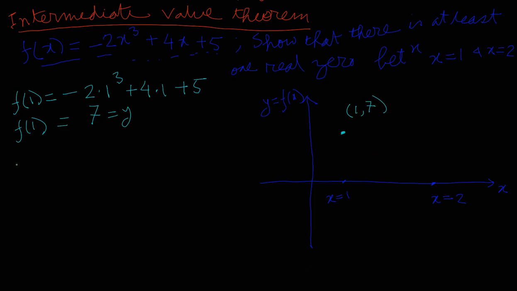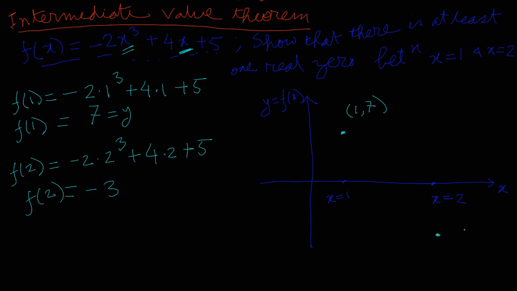Okay, now let us find out function of 2. So what is function of 2? Okay, negative 2, and instead of x I'm going to write 2. So it is 2 cube plus 4 multiplied by, instead of x here I'm going to write 2, plus 5, and I found that to be -3. So function of 2 is -3. So -3 is somewhere here. So this is my 2, -3 point.